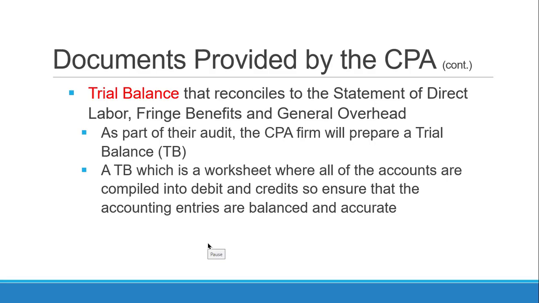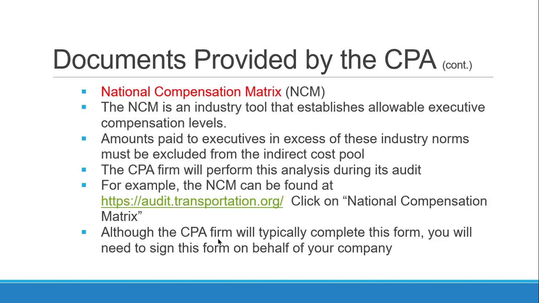The next document that will be provided by your CPA is a trial balance. A trial balance reconciles to the statement of direct labor, fringe benefits, and general overhead that was just discussed. As part of their audit, the CPA firm will prepare a trial balance. A trial balance is a worksheet where all of the accounts are compiled into debits and credits to ensure that the accounting entries are balanced and accurate. Again, this is something that the CPA firm will do in their normal course of business when they're auditing your work papers and your financial accounts to establish the overhead rate.